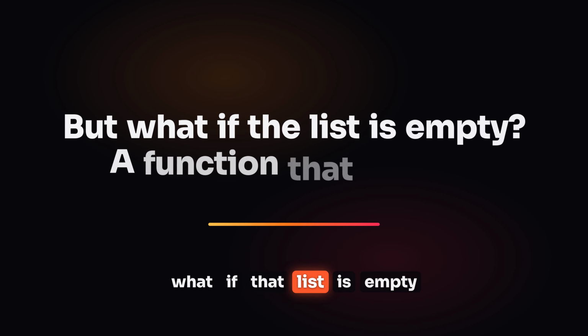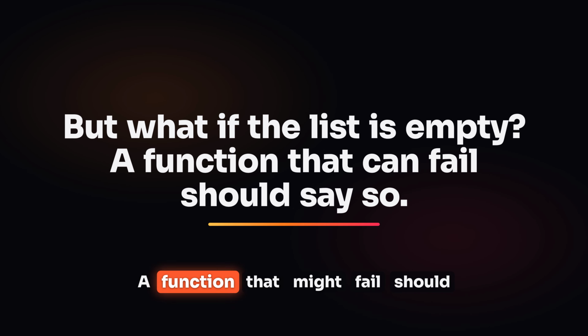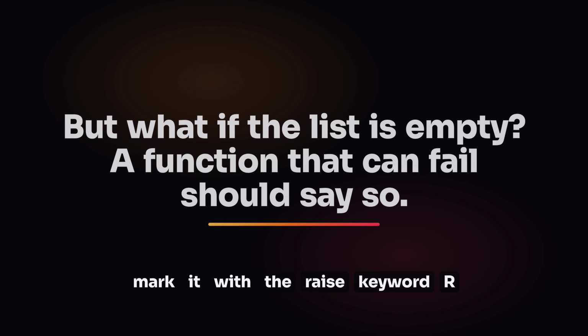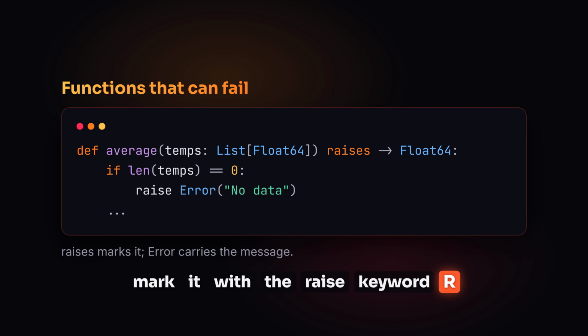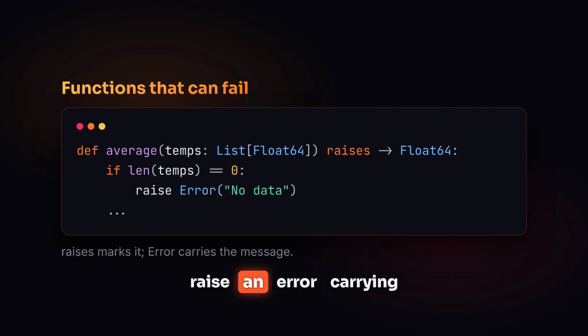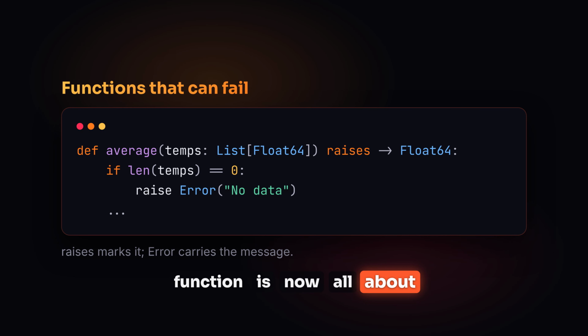But what if that list is empty? Now, dividing by 0, you know, is always a problem. A function that might fail should say so. We mark it with the raises keyword, RAISES. Now, when there is no data, we raise an error carrying a clear message. The function is now honest about how it can go wrong.